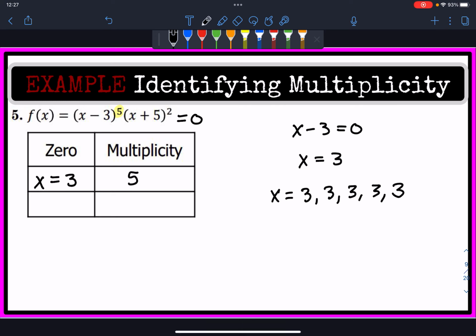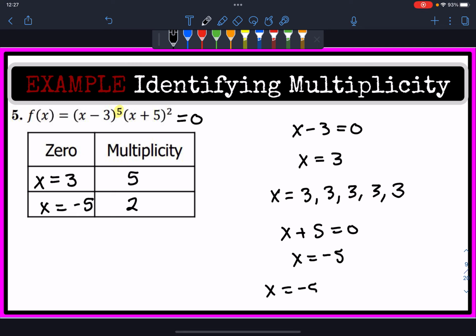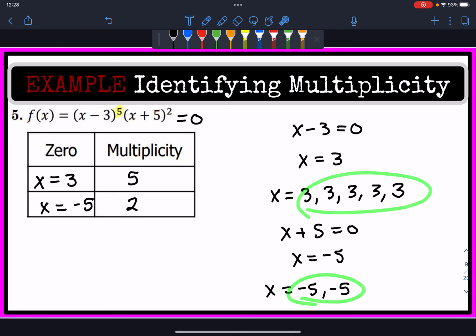And for the second factor, x plus 5 equals 0, x equals negative 5, the multiplicity for that is 2. So what that means is that x is equal to negative 5 two times. So this polynomial has a total of 7 solutions, 5 that are 3, and 2 solutions that are negative 5. So we have a total of 7 solutions here. And that's what the multiplicity means in terms of the number of solutions that this polynomial is going to have.